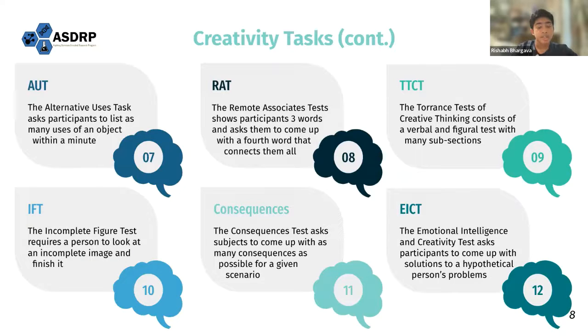And a task that we're talking about in today's presentation is the EICT, or the Emotional Intelligence and Creativity Test. This one can be administered 3 ways: digitally, verbally, or in person. It tests empathy and problem-solving skills, and using a few pre-created scenarios, it lets individuals come up with some of their solutions.